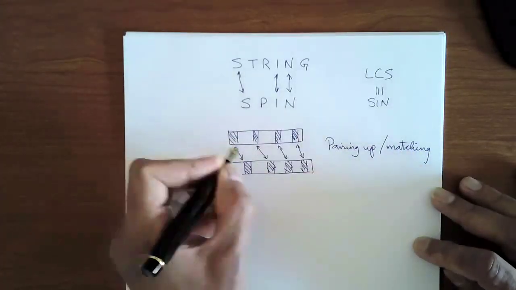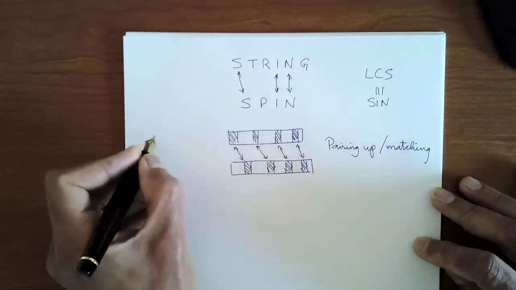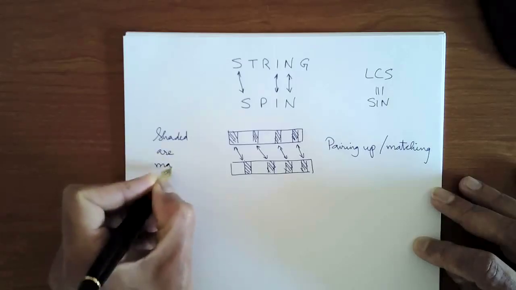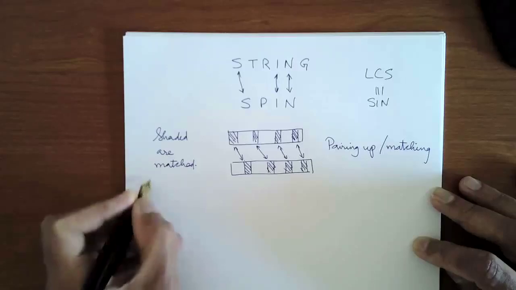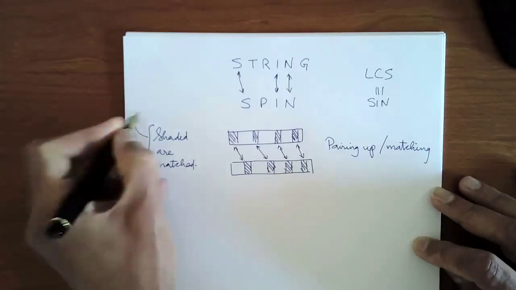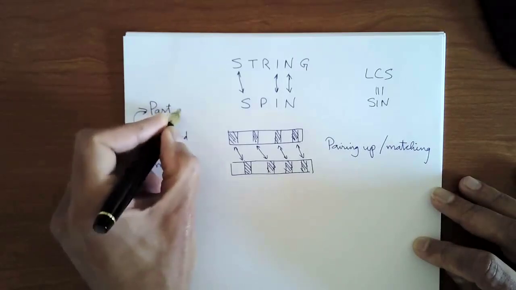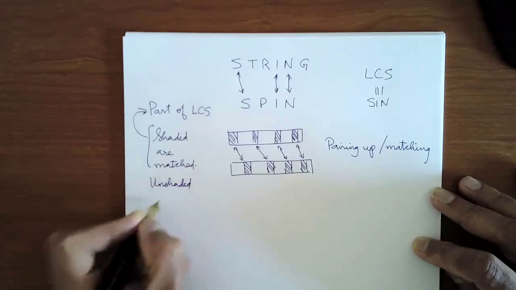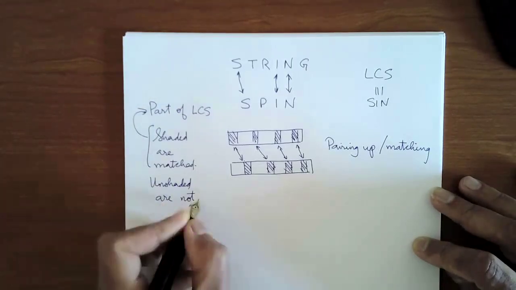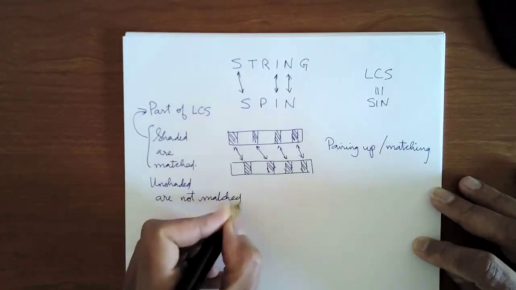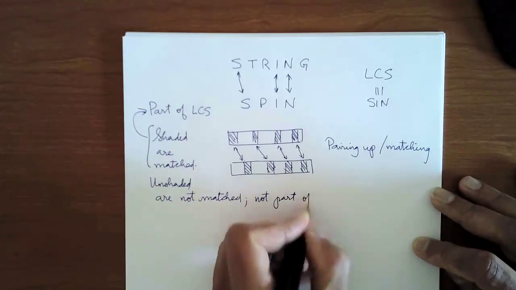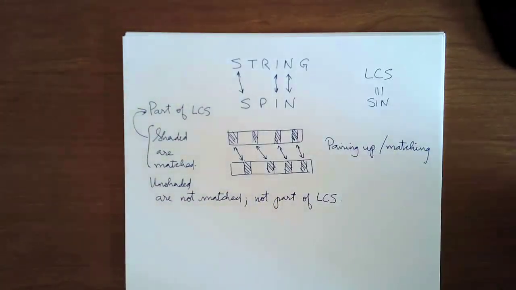So this is what I call a match. These characters, which I've shaded, are matched. And what this means is they're part of the LCS. And the unshaded are not matched, which means they're not part of the LCS. Does that explain what this means?